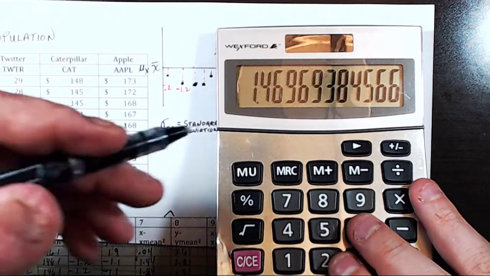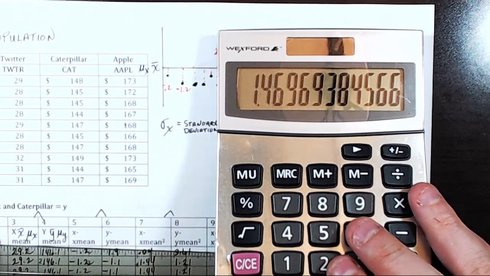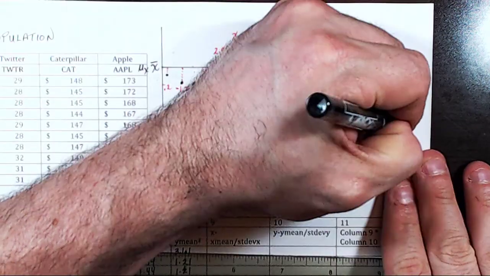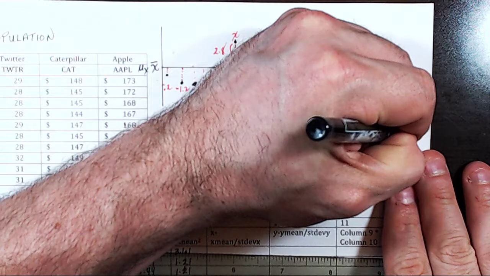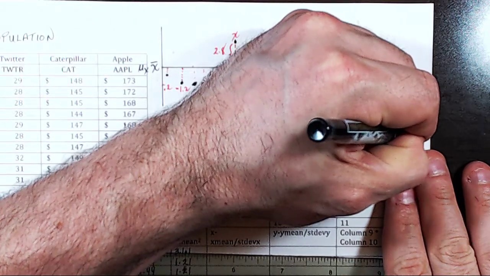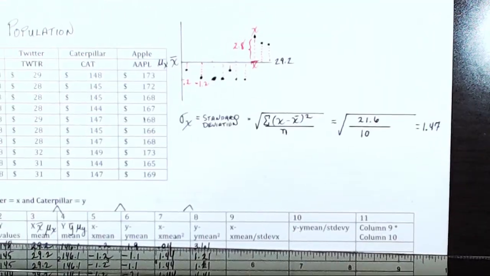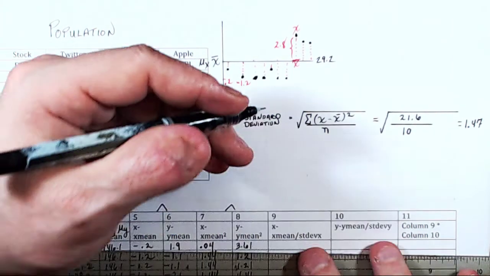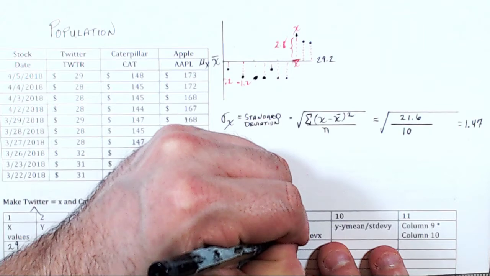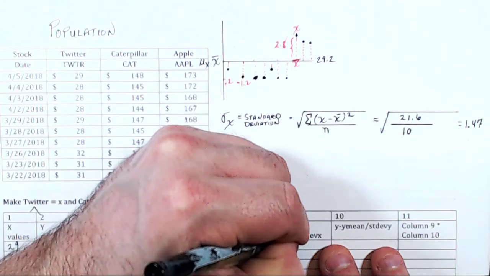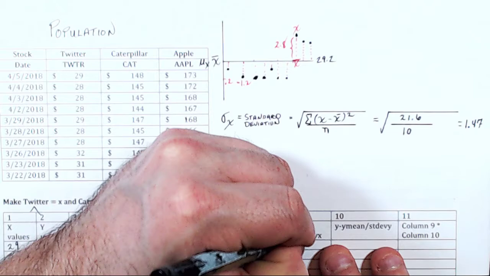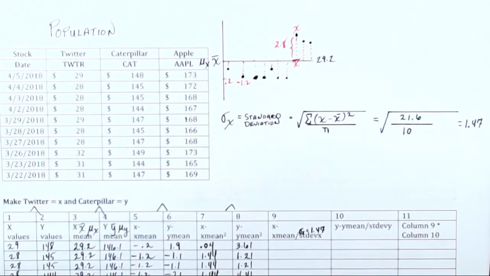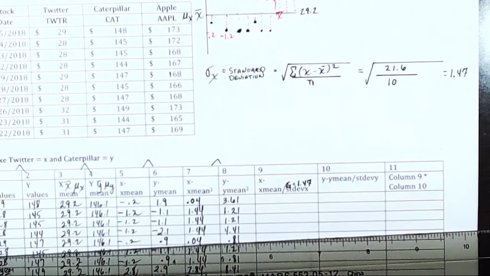1.469, we'll round to the second decimal and say 3 significant digits, we'll say 1.47. So this is equal to 1.47. That's the standard deviation of x. If I want to make a little note down here, I can say sigma x equals 1.47. And that'll be a reminder as I move forward.